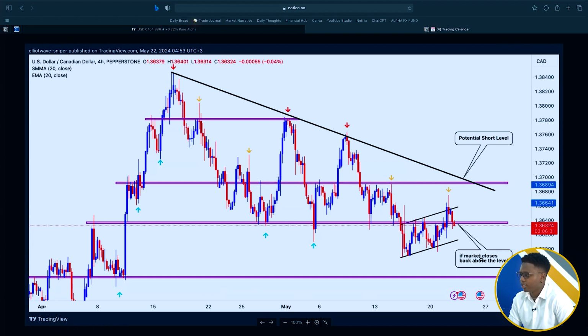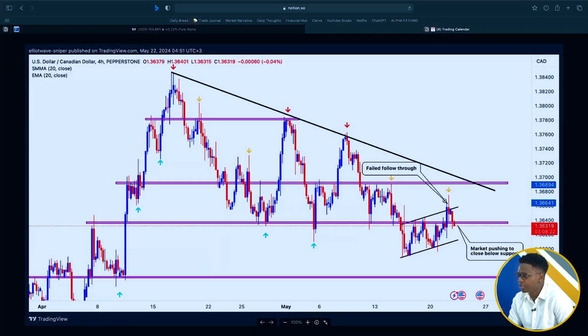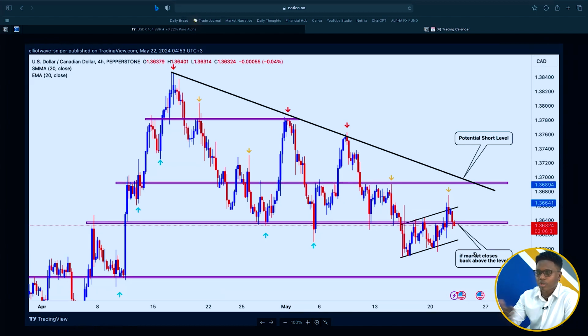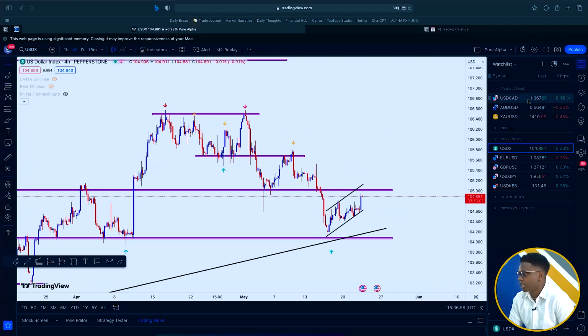But I had a different idea. If market closes back above this level, okay, because you can see here, I had written market pushed up, we had a failed follow through, started coming back down, market pushing to close below support. But I had an idea where, I'm looking at all options. Yes, there's that short and I can enter that short around this level. But if market closes back above the level, then it's giving us different information. So if you come and look at the markets now, let's see what has just happened.